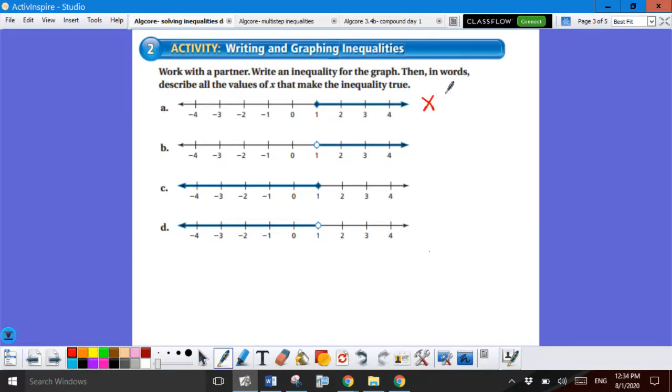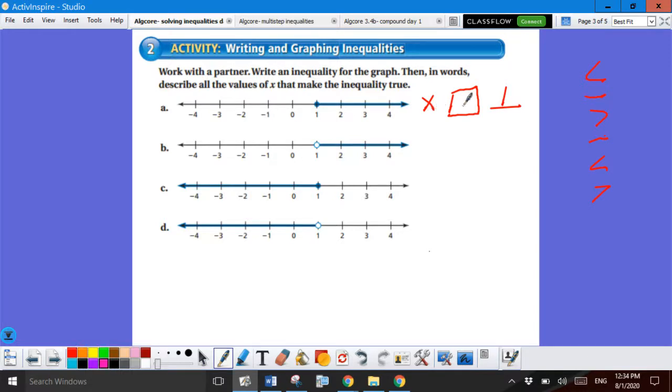So I want x, I want the inequality, and I want a number. Okay, so obviously this is going to be x and 1. Figure out what goes in that spot. Which one of these is it going to be? All right, let's see how you did.